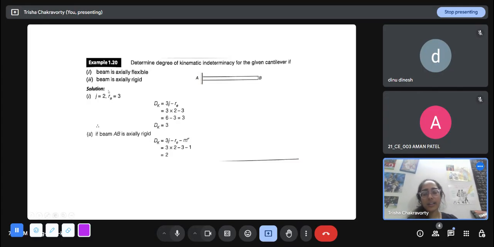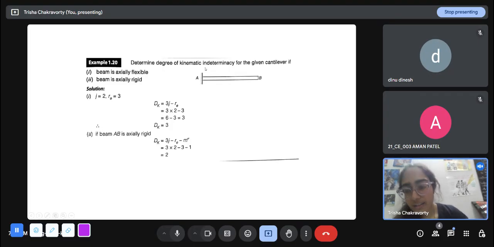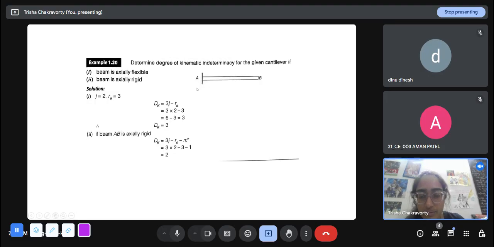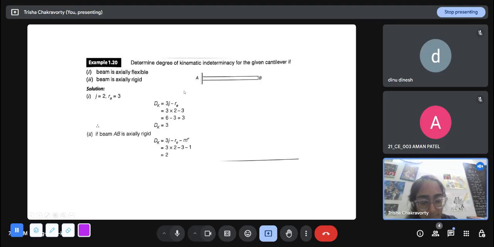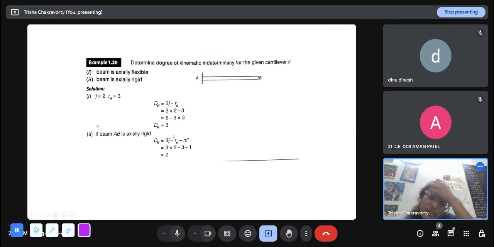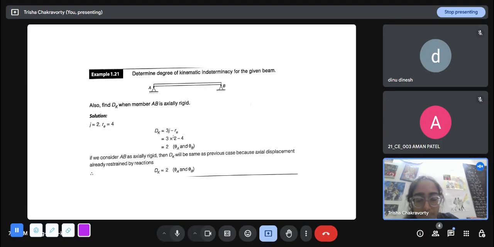Yes, so there are two joints A and B, and there are three support reactions, the three unknowns at the fixed support. So D_K here is 3j minus Rd. 3j since each joint has three possible degrees of freedom, since this is a beam element, like a rigid joint. So 3 into 2 minus 3, that is 3. And if the beam is actually rigid, since there is one member, I have to subtract 1 from this degree of kinematic indeterminacy. So it is 3 into 2 minus 3 minus 1, that is 2.